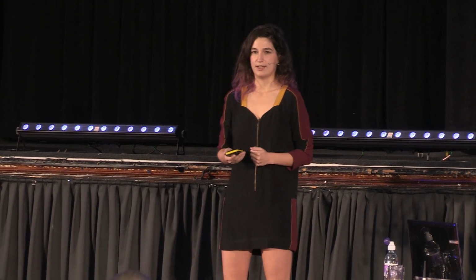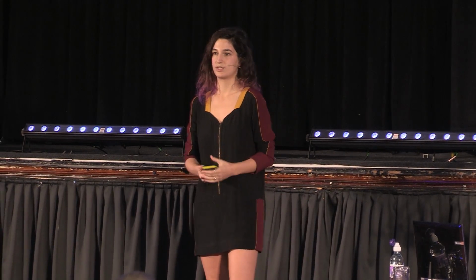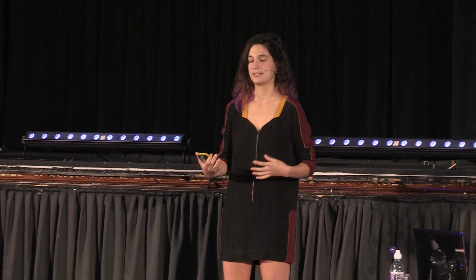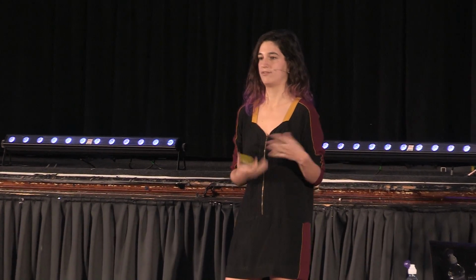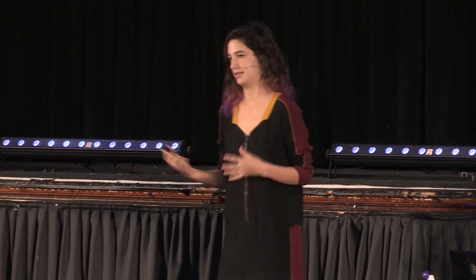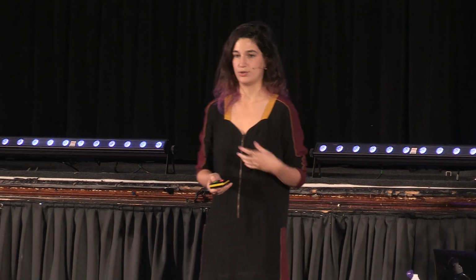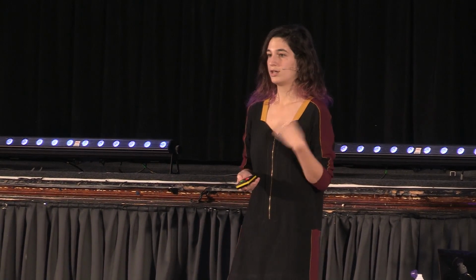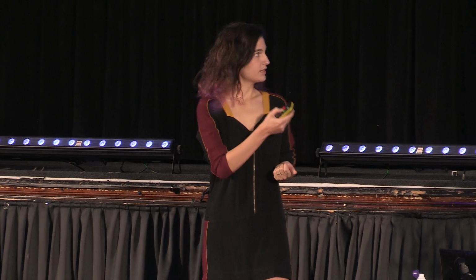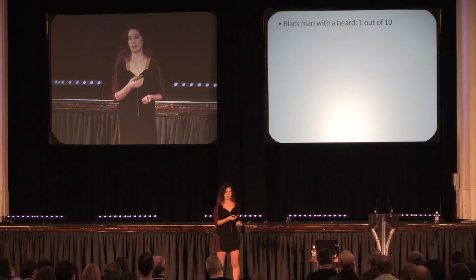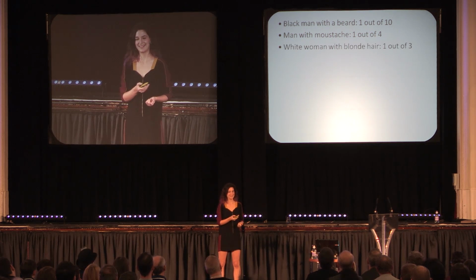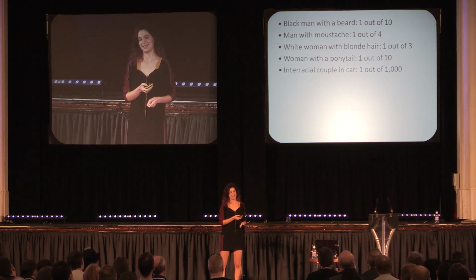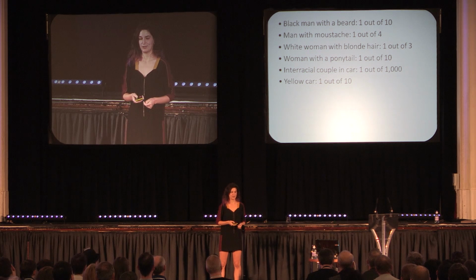He also had this very big impassioned speech. It was actually quite interesting, the speech. It was about how proof beyond reasonable doubt was a very outdated thing, and you had to think about the probability. And anyway, what he did to translate this intuition he had was he made a list of the characteristics that described the couple with associated probabilities. So these are the characteristics he chose: a black man with a beard, a man with a mustache, a white woman with blonde hair, a woman with a ponytail, an interracial couple in a car, and a yellow car.